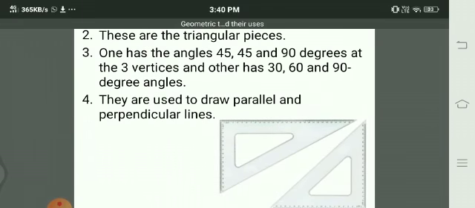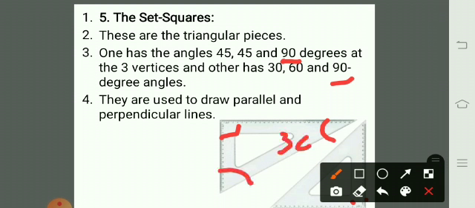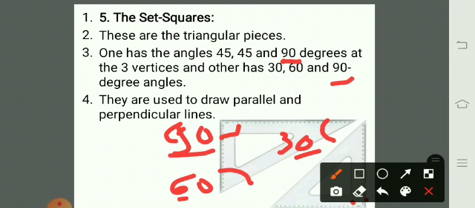For that purpose these two set squares are there. If you observe the two set squares, in the first one angle is 90 degrees, in the second one also 90 degrees, and these are formed at this location. Now the remaining two angles: here the angle is 30 degrees, here 60, so 30, 60 and 90. At this position it is 90, at this position 30, at this position 60. So this is the first set square, with 30, 60 and 90 degree angles.